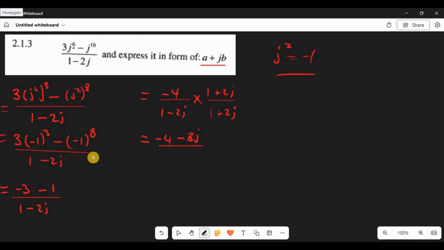Now underneath, 1 multiplied by 1, you get 1. 1 multiplied by 2j, you get 2j. Then negative 2j multiplied by 1, you get negative 2j. And then negative 2j multiplied by positive 2j, you're going to get positive 4j squared. Right, so obviously on the numerator, there's nothing you can do at the moment. So you write your negative 4 minus 8j divided by 1.